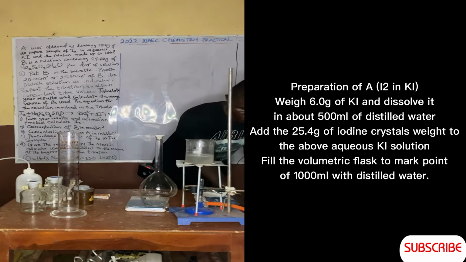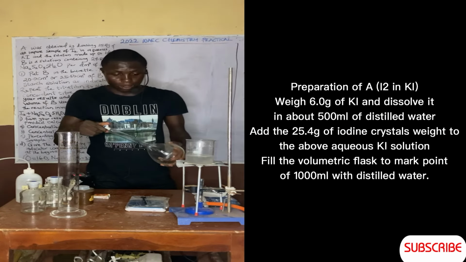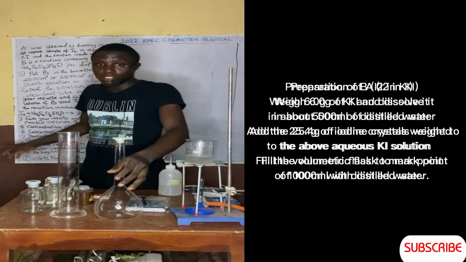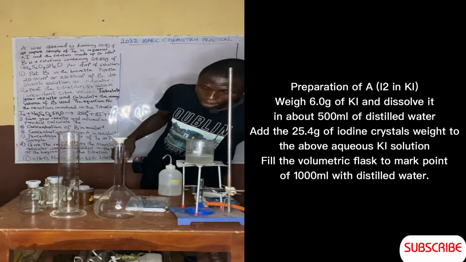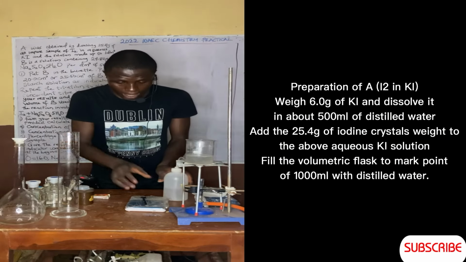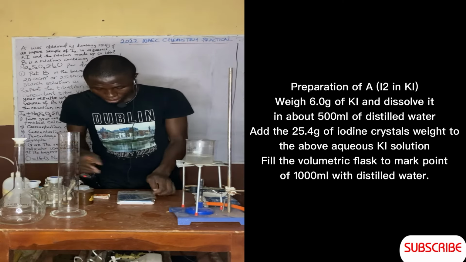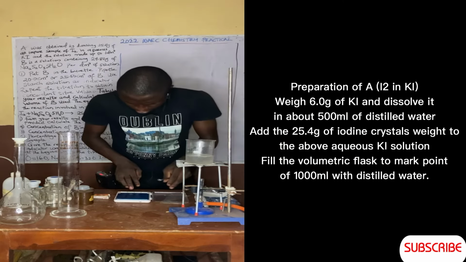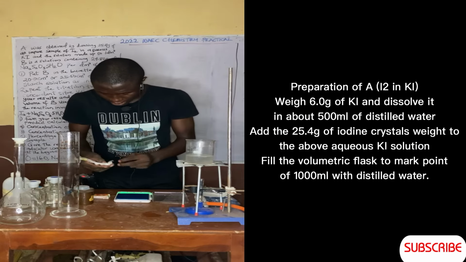Now let's go into the preparation of our iodine. I would like to rinse this one. I will wash it. So now after rinsing this one, I will prepare the iodine. How do I go about that? The first thing is to weigh 6 grams of potassium iodide. 6 grams of potassium iodide.